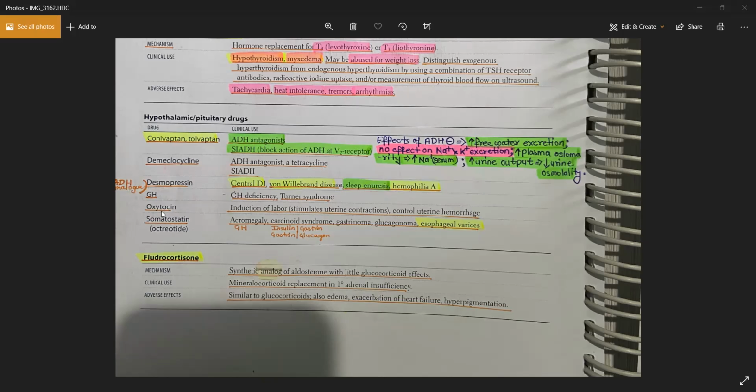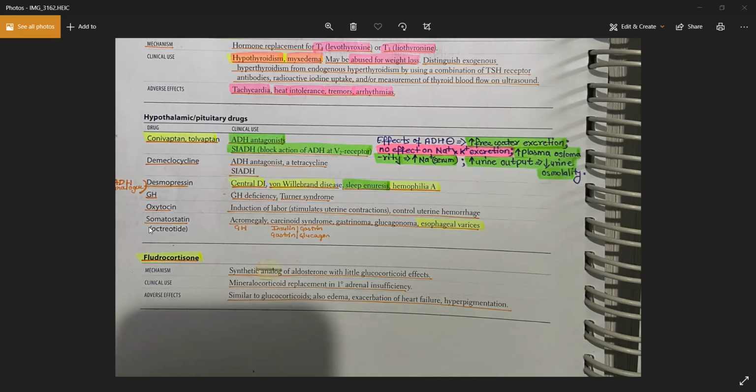Third is oxytocin. Oxytocin is generally used to induce labor and to control uterine hemorrhage. Whenever you encounter a patient who is having a postpartum hemorrhage, first thing you will do is uterine massage. If the uterine massage fails, then you give the patient oxytocin. If the oxytocin fails, then you have to cleave the blood supply to the uterus to prevent the blood loss. So oxytocin is one of the agents that is used in postpartum hemorrhage.